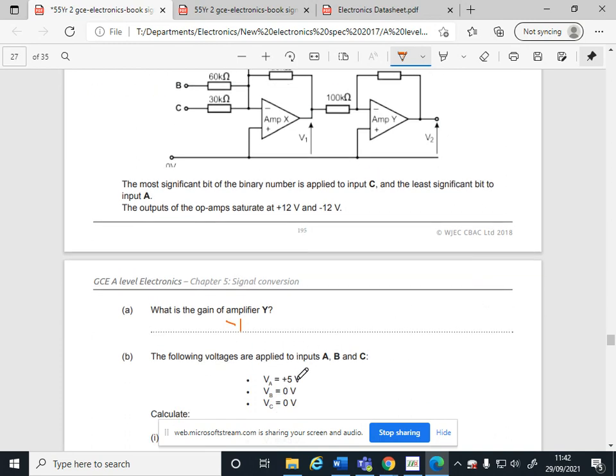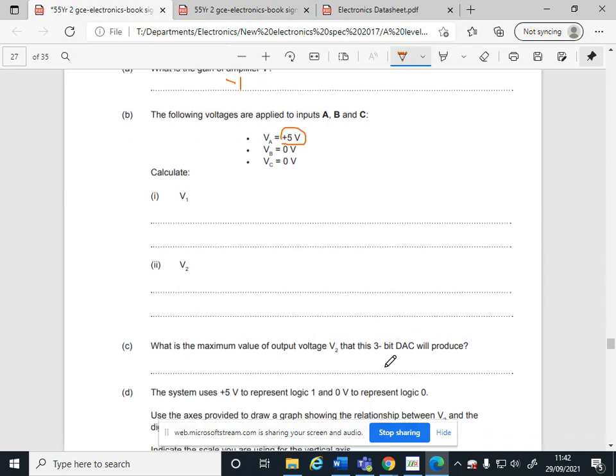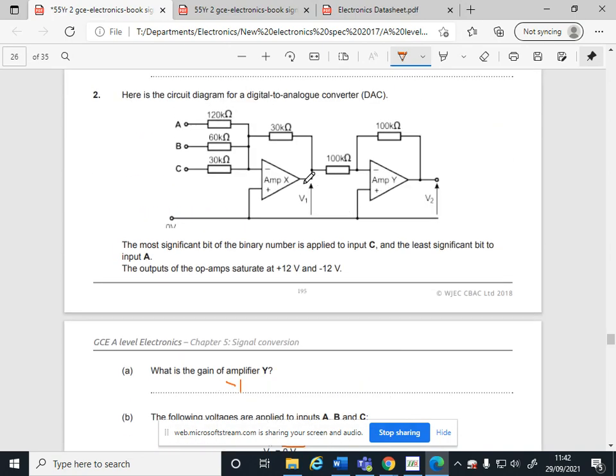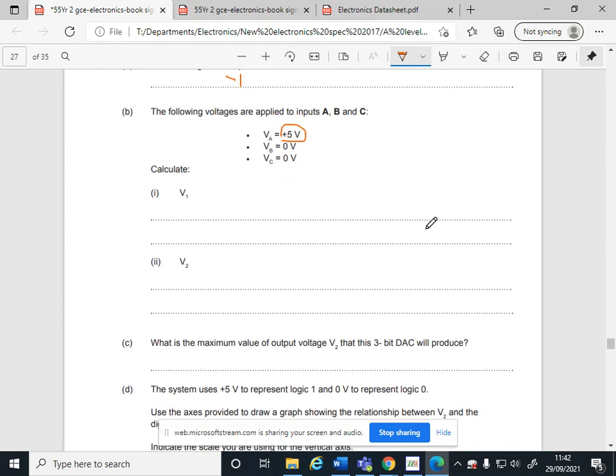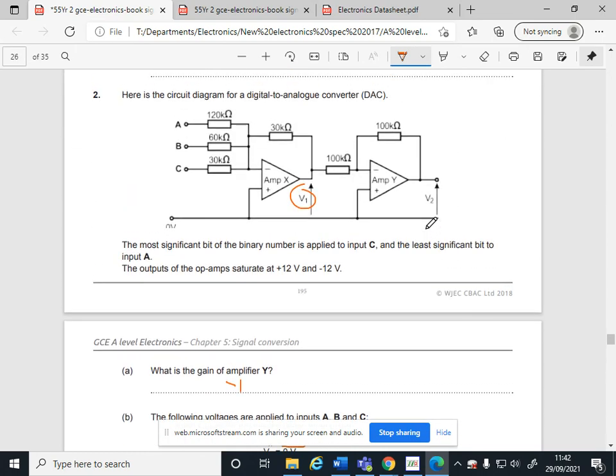If the voltages are applied, look, there's the least significant bit only being applied there. Calculate V1 and then V2. V1 is the voltage there, so you're going to get a negative answer. V2 will be exactly the same, just take the negative off. V8 has got 5 volts going in, and I need to know the gain. So V in times gain equals V out. There's my gain using those values.